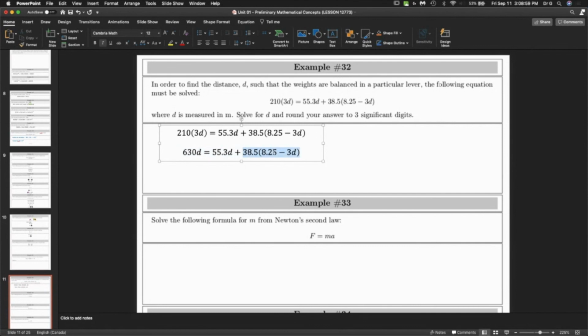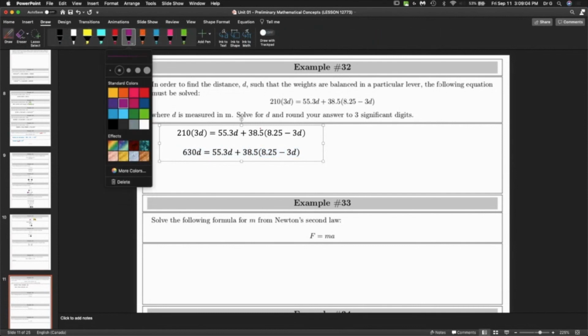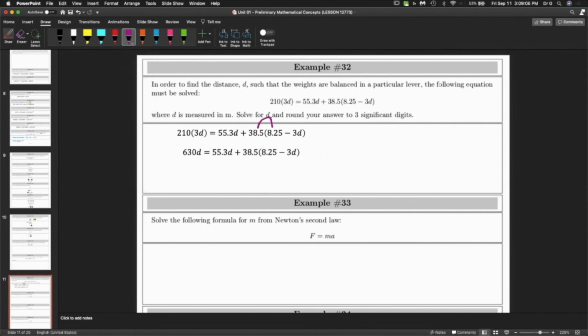And this bracket over here, we need to expand that. We need to distribute. So you need to multiply 38.5 times that and times that. So let's do that carefully. So 38.5 times 8.25. I've written this one out so I don't waste too much time. I don't like using my calculator in front of you. Yeah, 0.46 is the right answer. Thank you, Ravina.